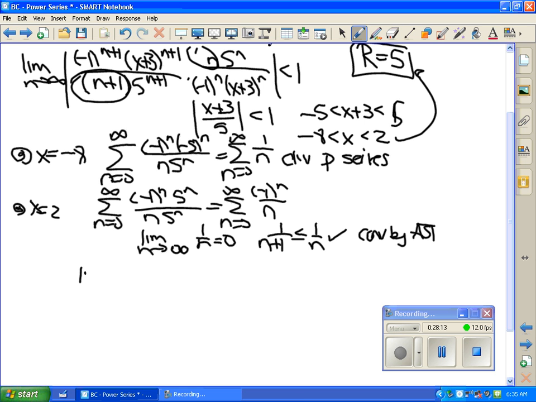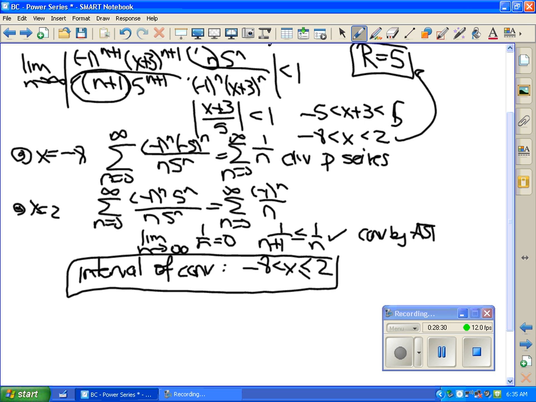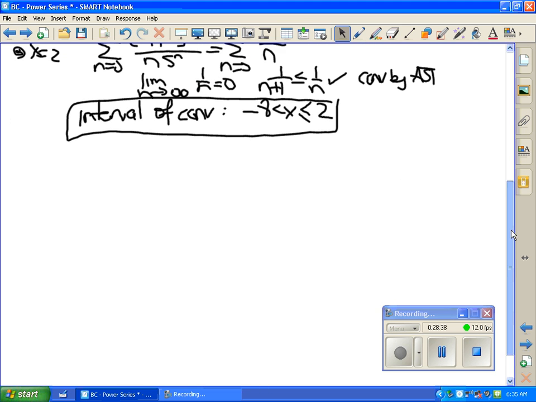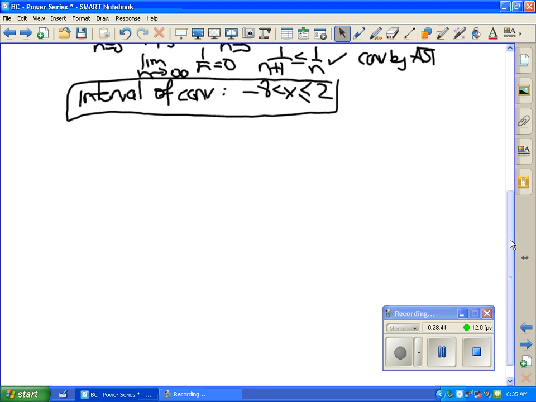So my interval of convergence, meaning what are all the values of x that can make this series converge, is from negative 8 to 2. But at negative 8 it diverges, and only at 2 does it actually converge. So that would be the interval of convergence for f of x. Now, for f prime and the integral of f, I don't have to do my ratio test anymore because I know it's going to be the same range of values, but I do need to double check the endpoints because the endpoints could be different.